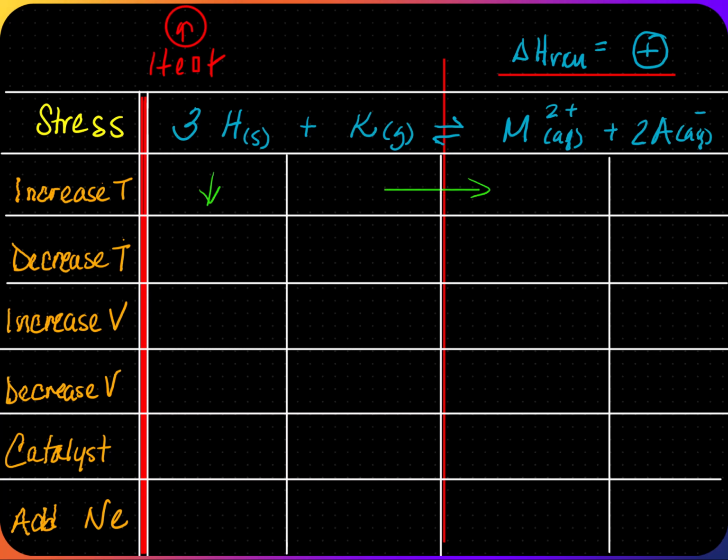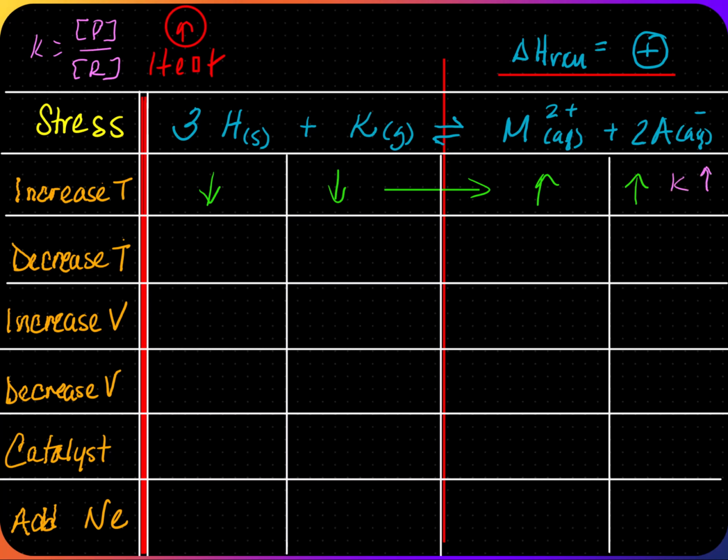My reactants are going to decrease. My products are going to increase. And my K is dependent on temperature. And K we stated was products over reactants. Since we have more products than reactants and the products are the numerator, my K here is going to increase.